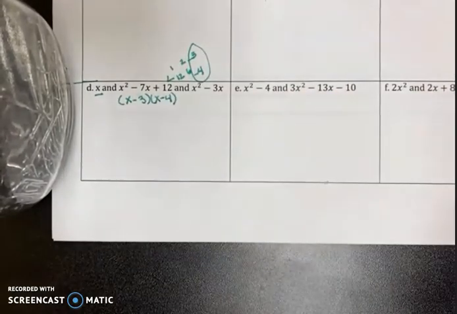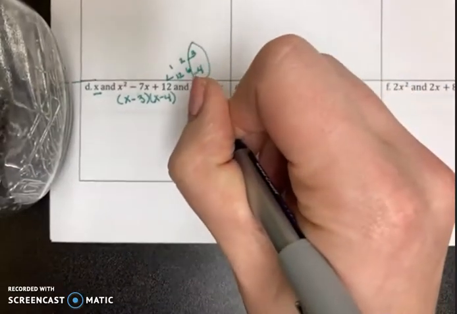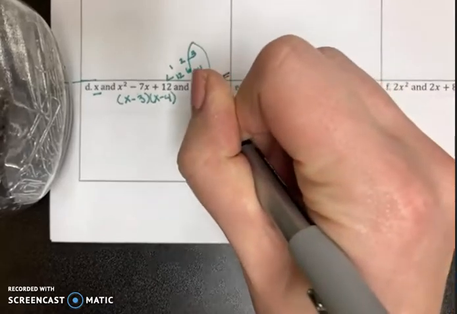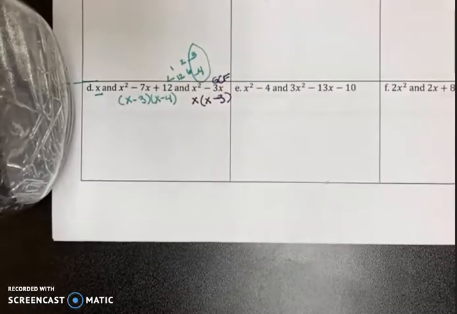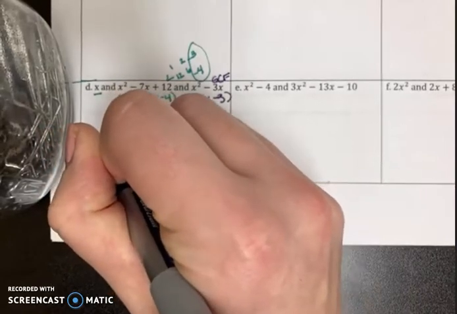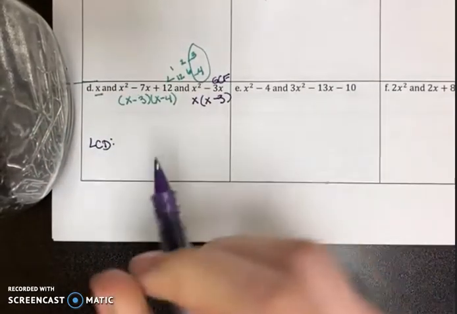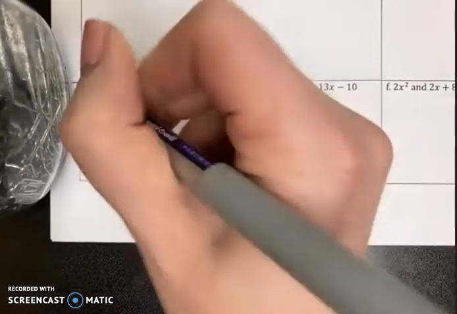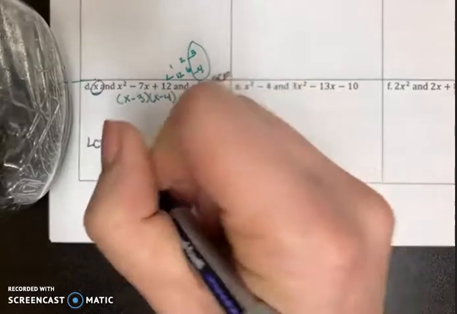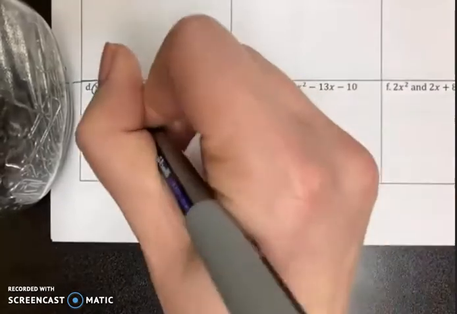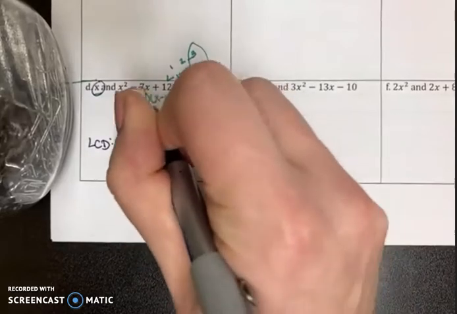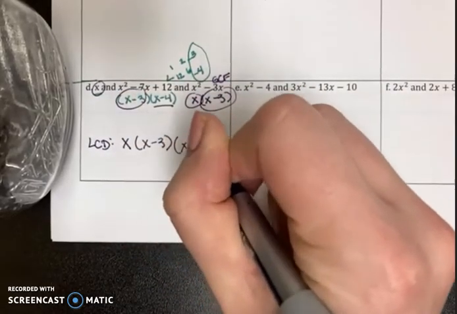And for this third term, we have GCF of x. So if I pulled that out, I have x minus 3. That means that the least common denominator would be, first I'm going to list the similarities. So I see that x is a similarity between 2 of the terms, and x minus 3 is another similarity, and the difference is x minus 4.